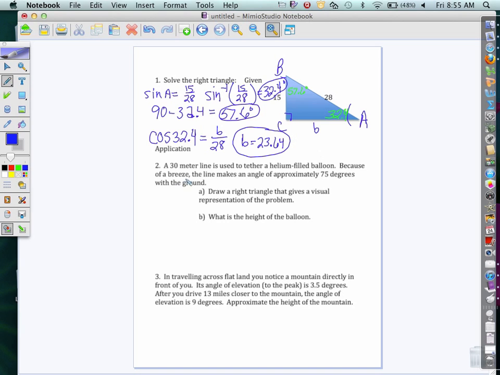All right, example 2. Application problem. It says a 30-meter line is used to tether a helium-filled balloon. Because of a breeze, the line makes an angle of approximately 75 degrees with the ground. Draw and write a triangle that gives a visual of the representation, and then what is the height of the balloon? So we've got the balloon on a 30-meter line, and then the angle is 75 degrees.